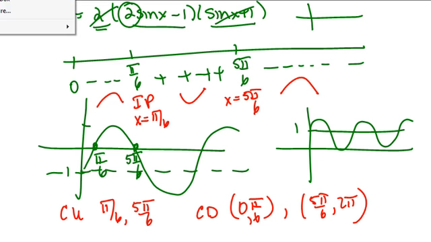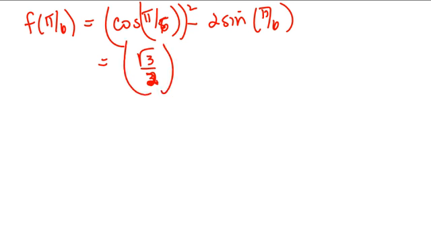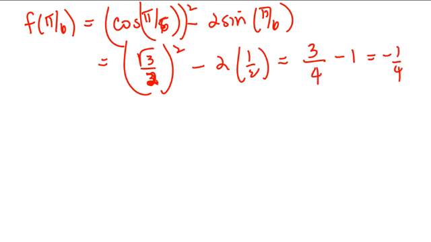So now I'm going to figure out what the y values are for those inflection points by plugging in pi over 6 into my original equation. So that's 5 cosine squared of pi over 6 minus 2 sine pi over 6. And this was squared. So cosine of pi over 6 is root 3 over 2. And if I square that, and then that's 2 sine pi over 6, which is a half. So root 3 over 2 squared, root 3 times root 3 is 3, 2 times 2 is 4, minus 1, which is negative a quarter.